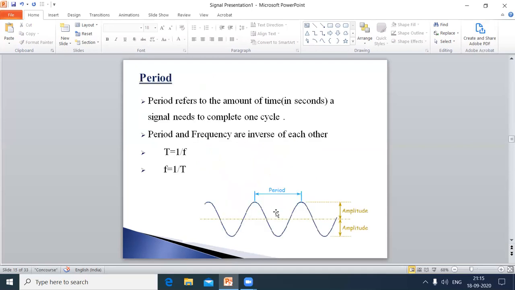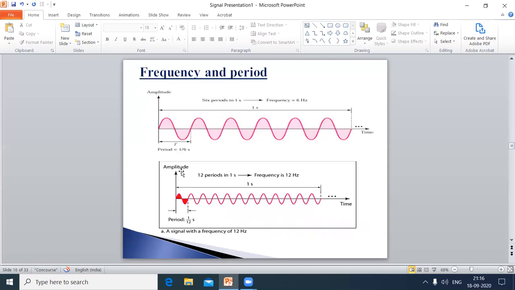Period. Period refers to the amount of time in seconds a signal needs to complete one cycle. Period means one cycle, from the starting point to the ending point. That is called period. Period and frequency are the inverse of each other. Time equals 1 divided by frequency, or frequency equals 1 divided by time. Frequency and period.